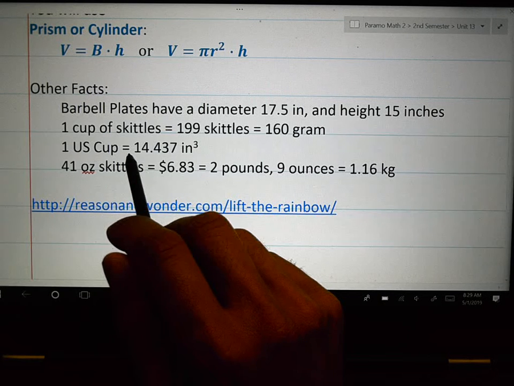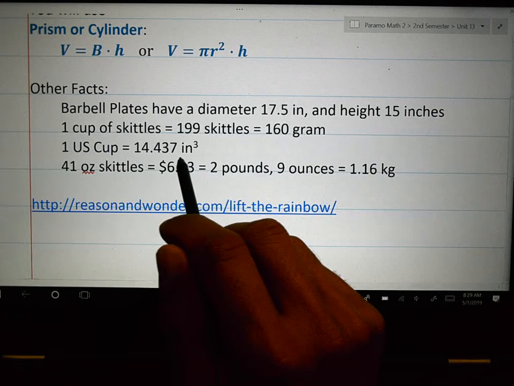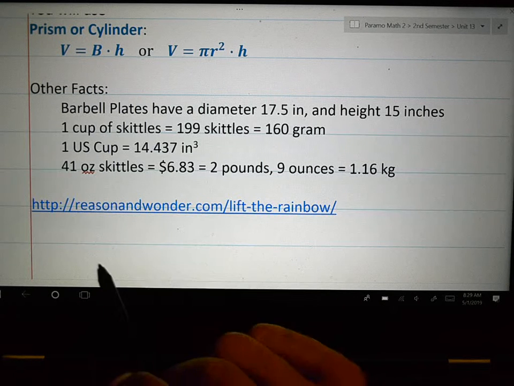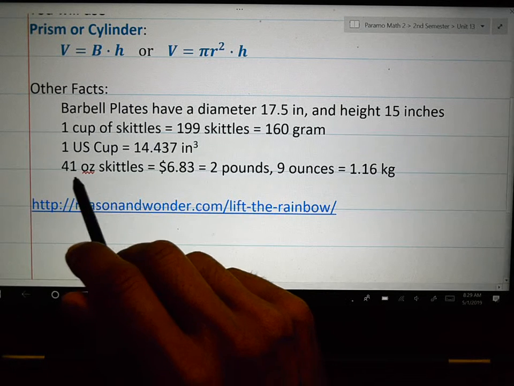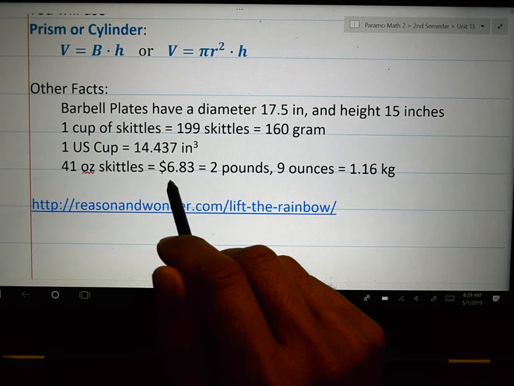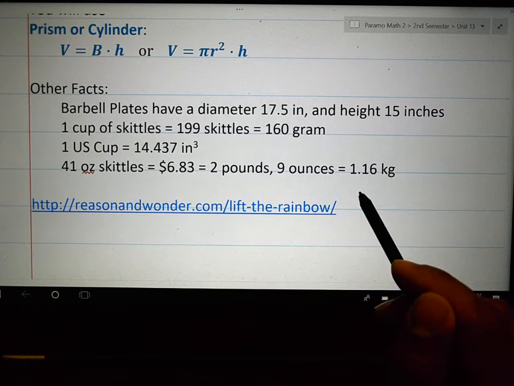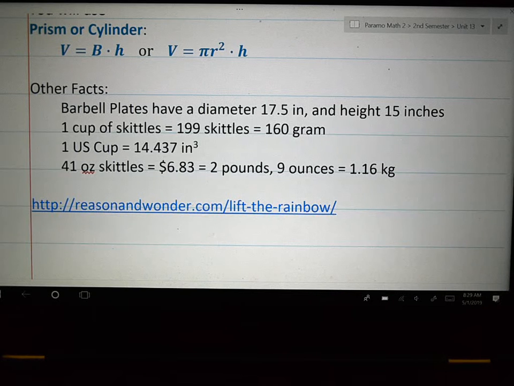1 U.S. cup is about 14.437 cubic inches. So the volume of 1 U.S. cup is about that much. 41 ounces of Skittles cost $6.83, which is 2 pounds, 9 ounces, or 1.16 kilograms. I think kilograms are a lot easier.